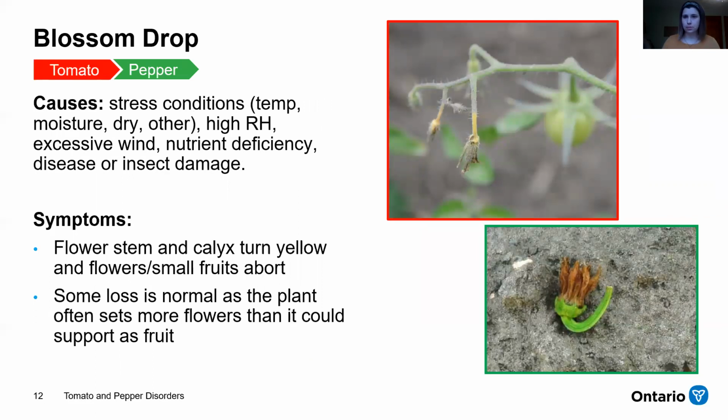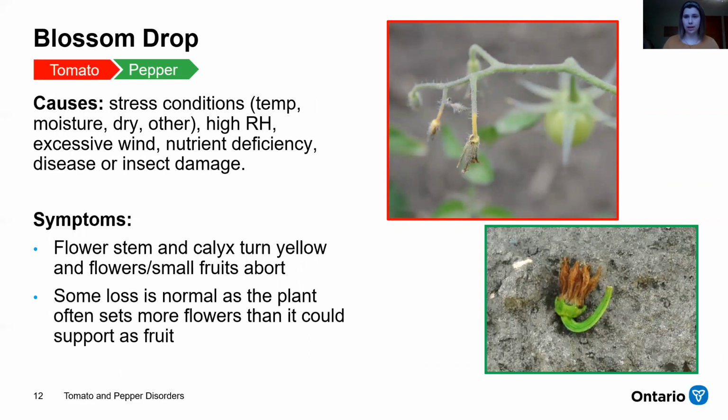Blossom drop is also commonly observed in both tomato and peppers and is caused by a variety of stressors. In tomatoes, blossom drop may be caused by stressful conditions such as temperatures above 32 degrees Celsius during the day or above 21 degrees Celsius at night, or if temperatures drop below 20 degrees Celsius during the day or drop below 10 degrees Celsius at night.